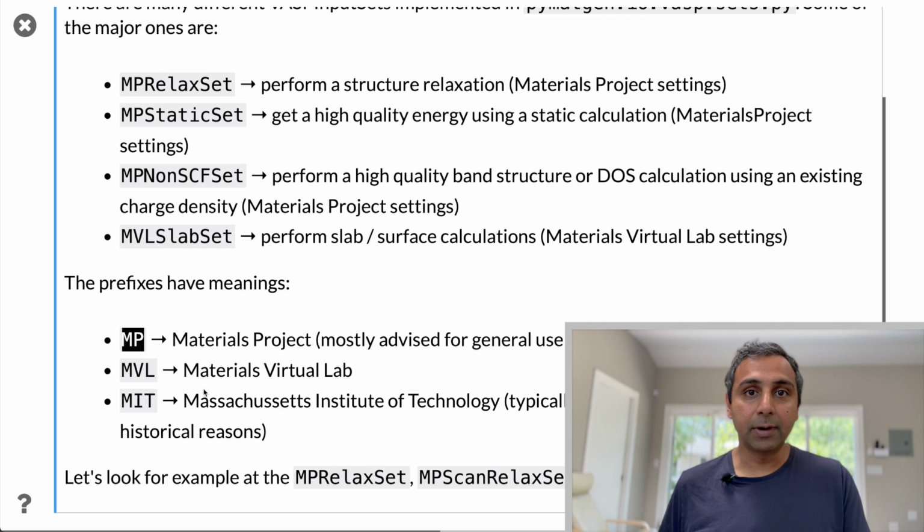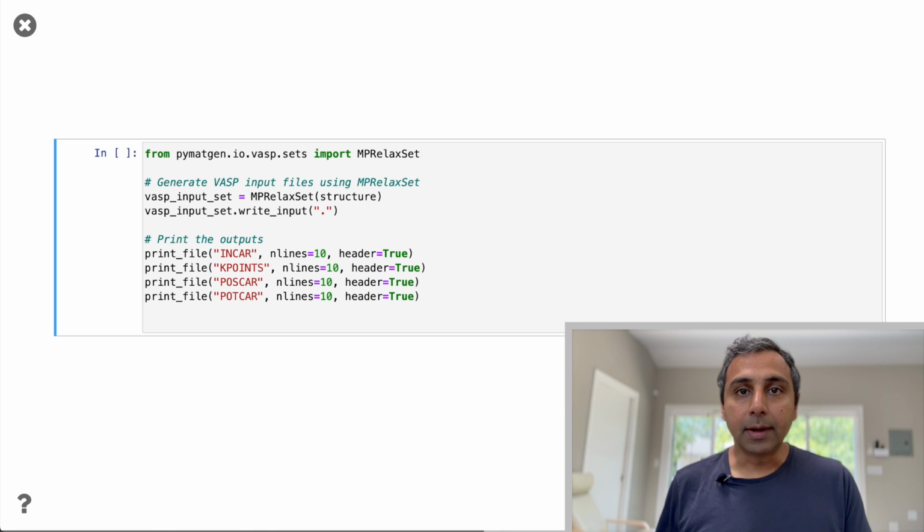All right, so let's take a quick look and start using some of these input sets. We'll look at MPRelaxSet, the SCANRelaxSet, as well as the StaticSet. Okay, so beginning with the MPRelaxSet. The first thing we need to do is, of course, import the VASP input set. And then once we create the VASP input set, we need to initialize it with the structure that we intend to create inputs for. So this is, again, that sodium chloride structure that we created before.